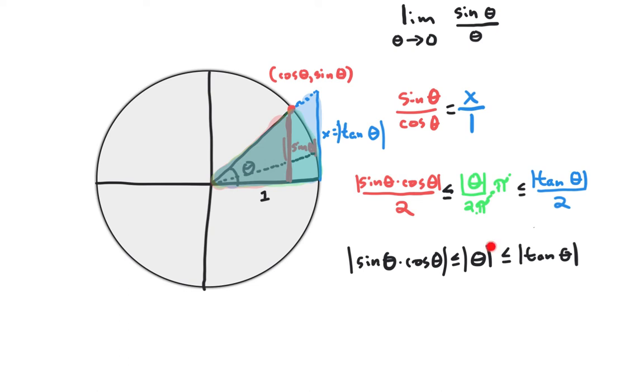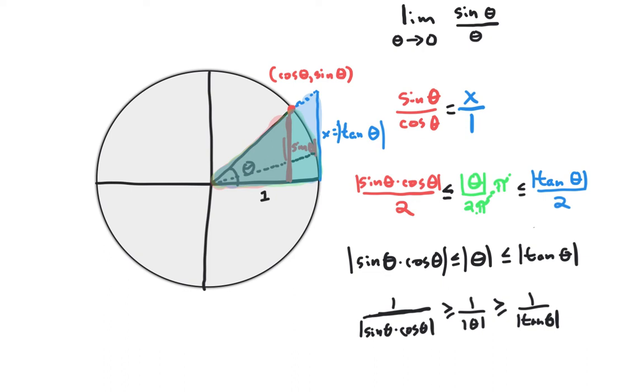Great. Now, remember, we want the limit of sine theta over theta. So here we have a theta, kind of, you can think of this in the numerator, so this is like theta over 1. Let's take the reciprocal of everything, so it ends up in the denominator. So we're going to have 1 over sine theta cosine theta. Now the inequality switches since we're taking the reciprocal. 1 over theta is greater than or equal to 1 over tangent of theta. Great.